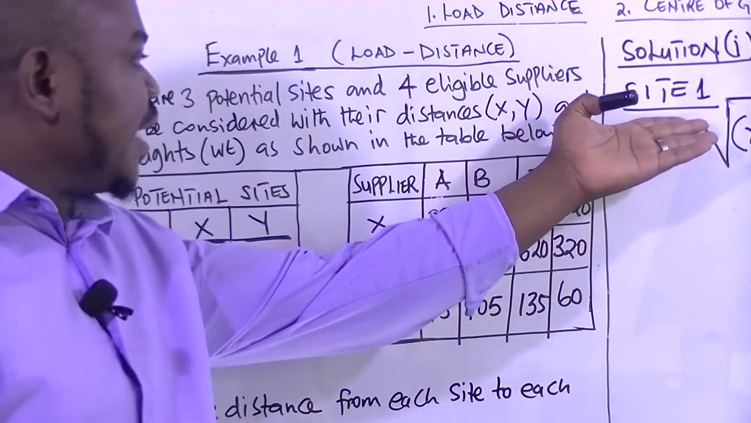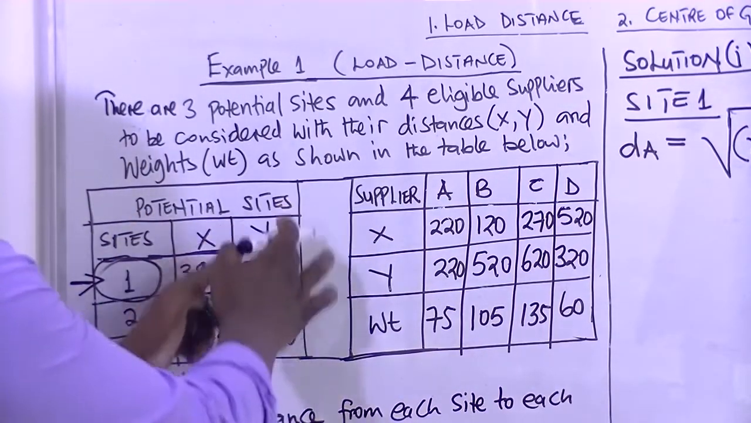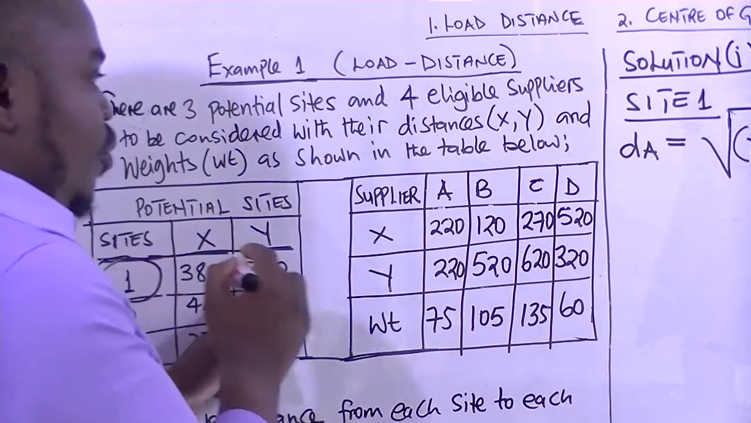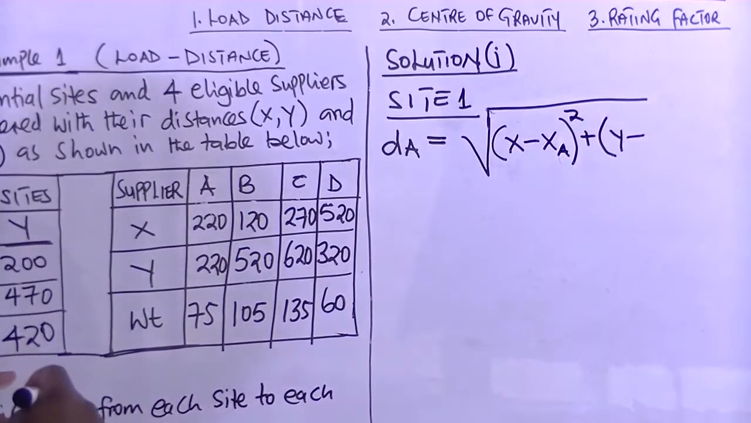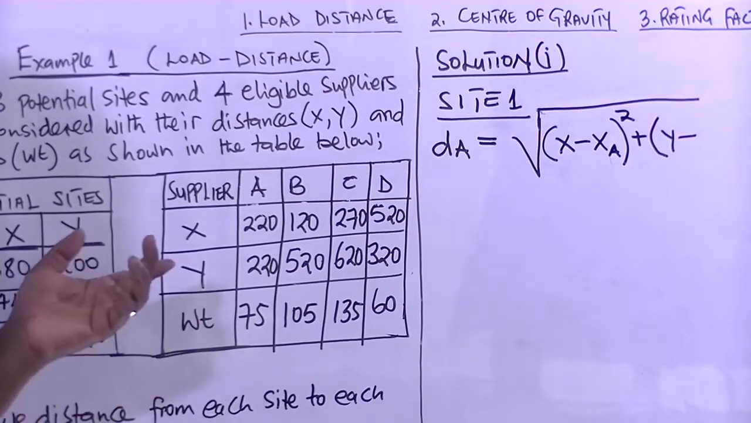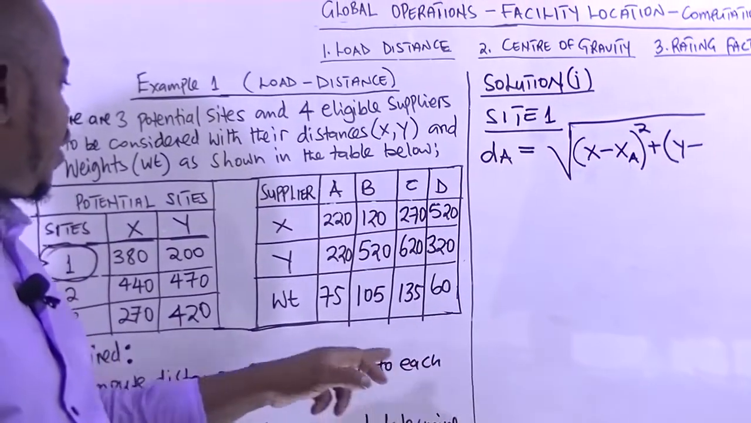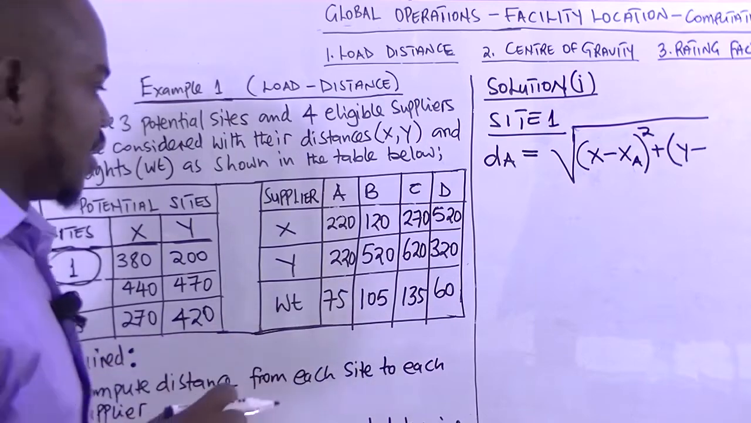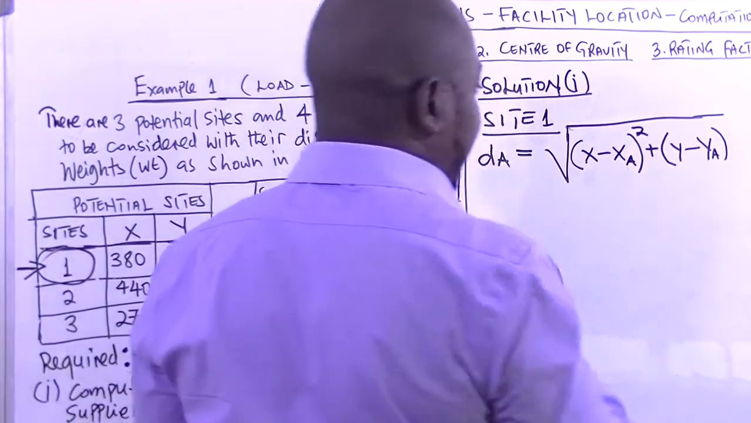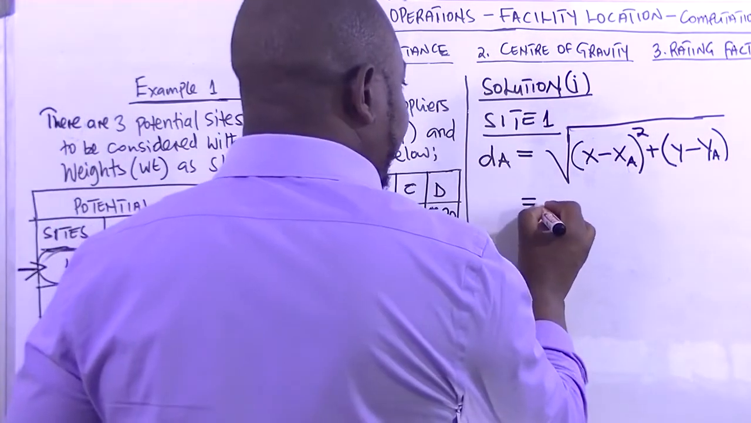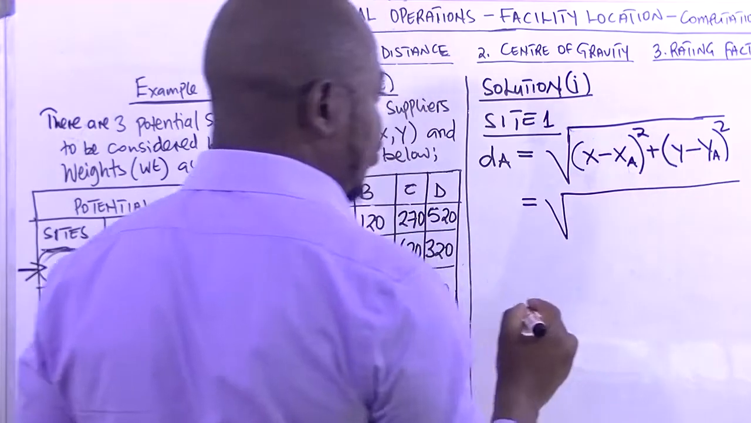Remember, I'm dealing with site one here. So the y I'm talking about, this is our x, this is our y, is the 200 there. So I'll say y here. We shall fuse in the figures very soon. And then the corresponding y is with relation to A, which is the 220. So I shall call this YA. And then we can fuse in now the values in the formula, squared here, beg your pardon.